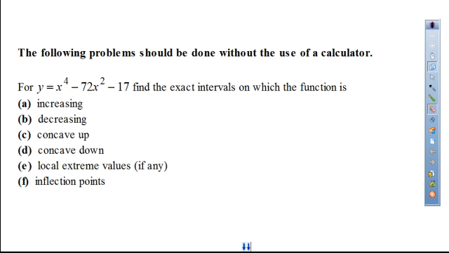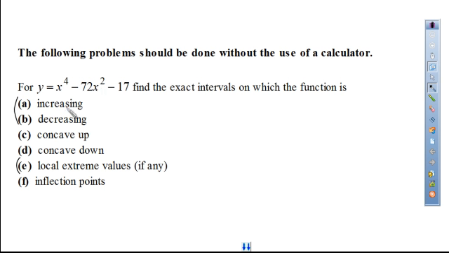So the first problem says for y equals x to the fourth minus 72x squared minus 17, find the exact intervals on which the function is increasing, decreasing, concave up, concave down, and the local extreme values, if any, and point of inflection. So we're going to do the increasing, decreasing, and local extreme values because they're the same thing.